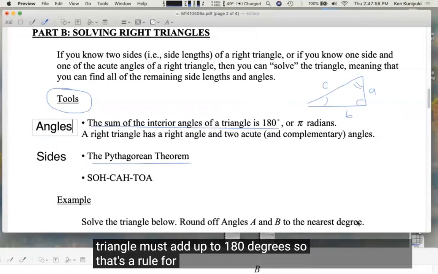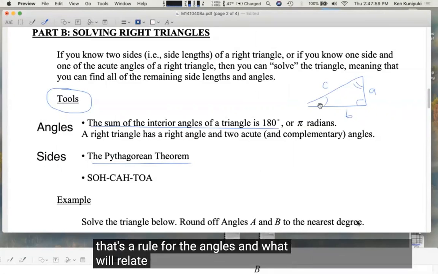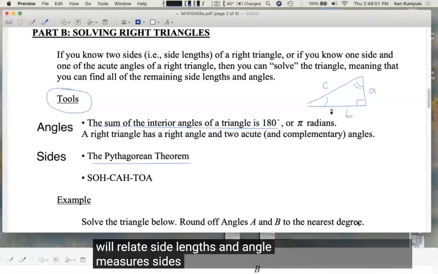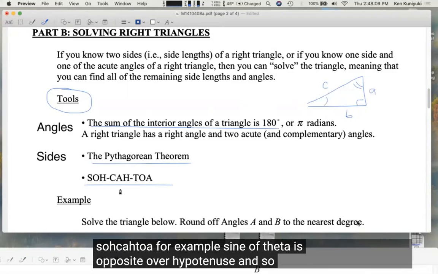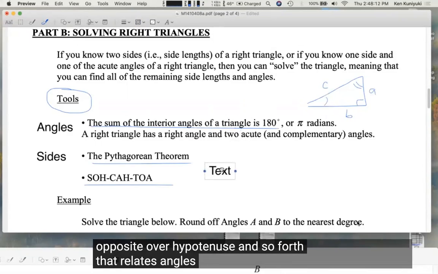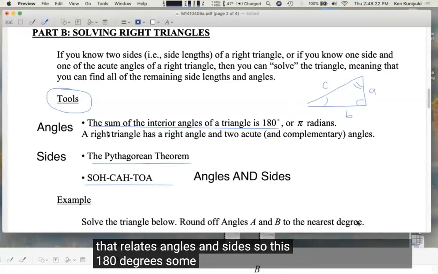So that's a rule for the angles. And what will relate side lengths and angle measures, sides and angles? SOHCAHTOA. For example, sine of theta is opposite over hypotenuse, and so forth. That relates angles and sides. So this 180-degree sum rule for angles, the Pythagorean Theorem for the side lengths, and SOHCAHTOA, which relates angles and side lengths, these are 3 key categories of tools that we're going to use.